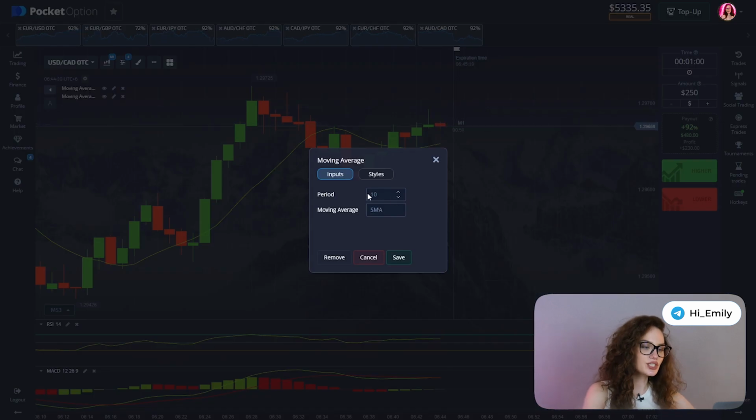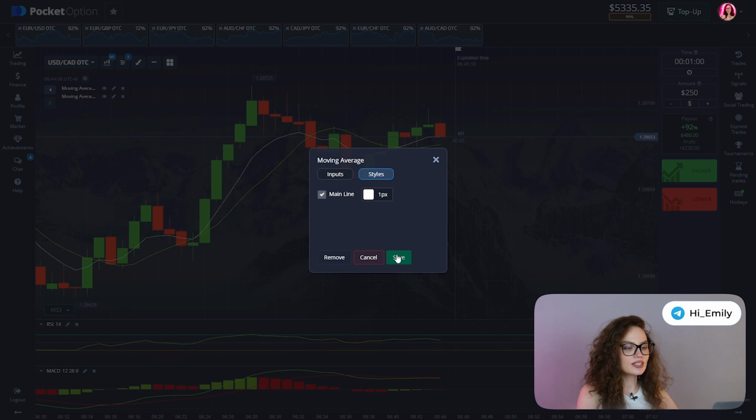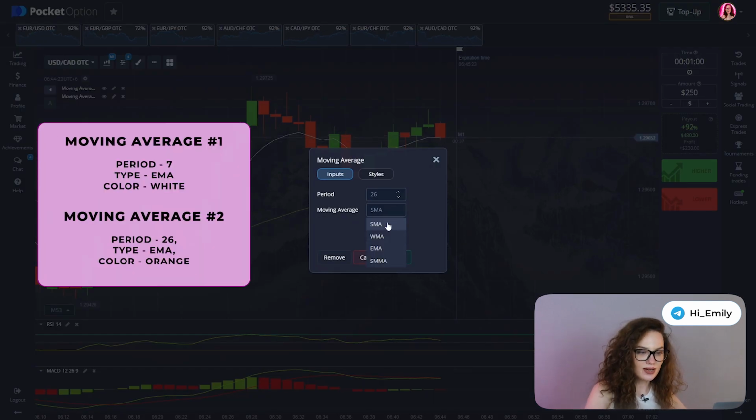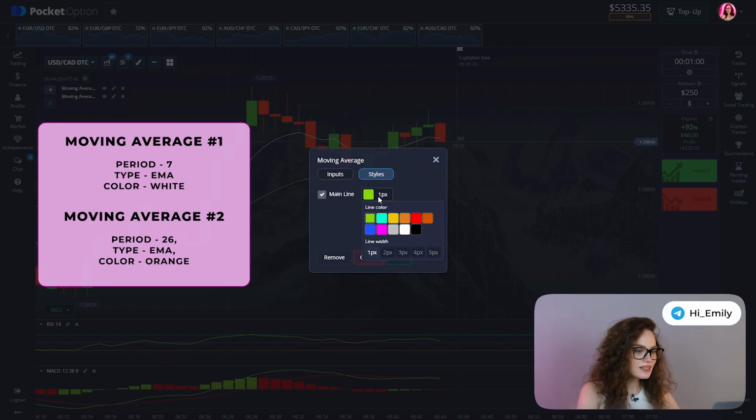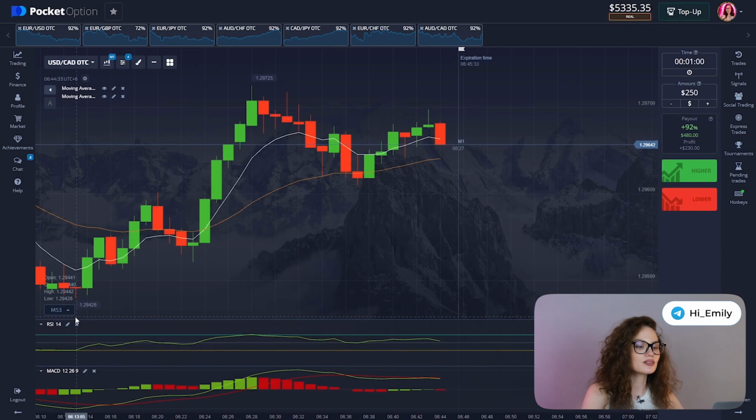Set up moving average 1. Set the period to 7 and the type to EMA. Then go to styles and set the color. I like white. For the second MA, we set period 26. The type is also EMA. In styles, I set the color to orange. This is our signal line and I want to see it well.